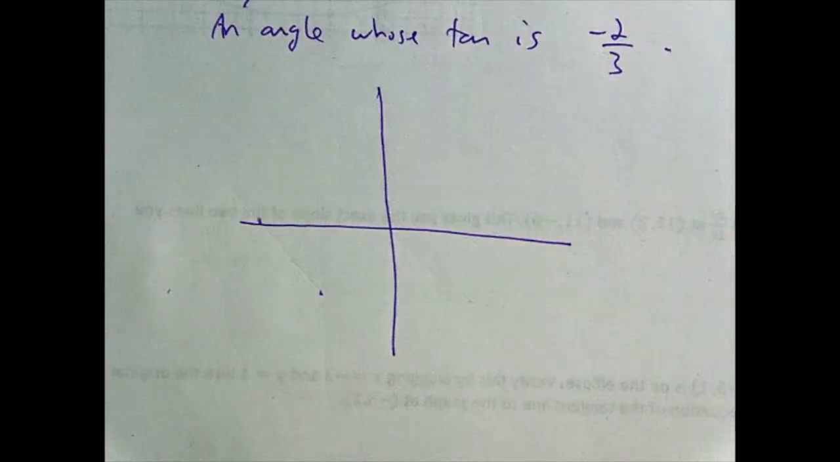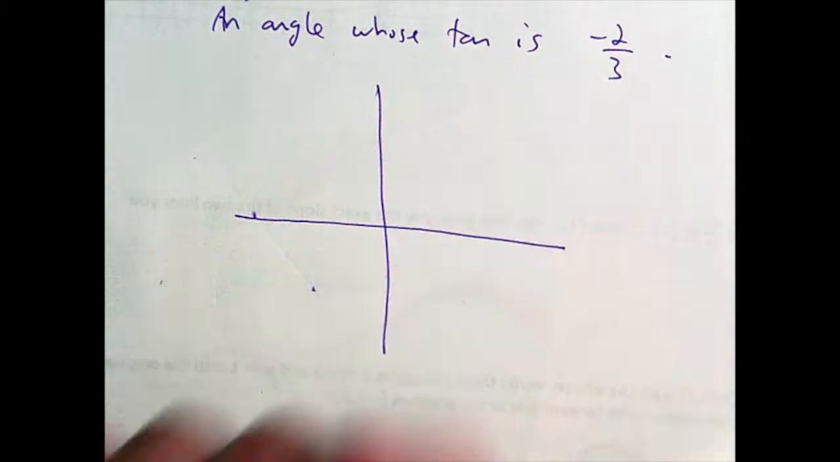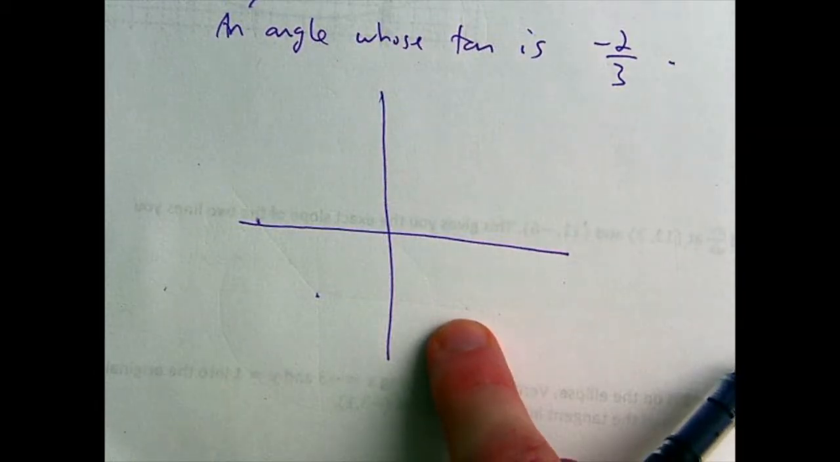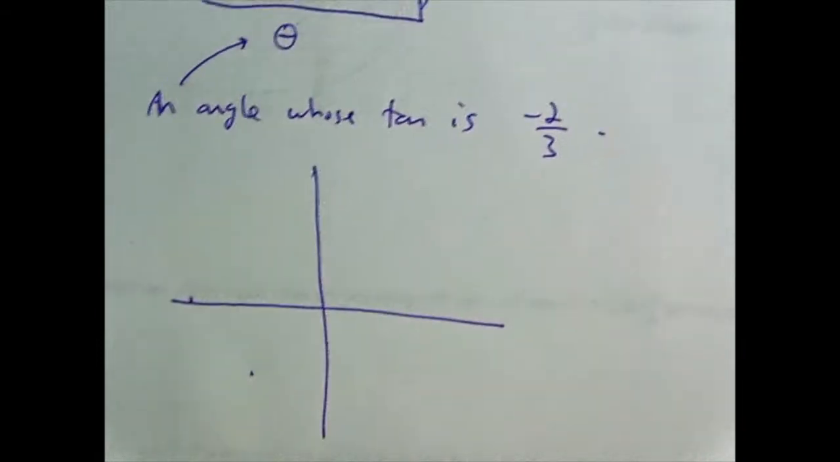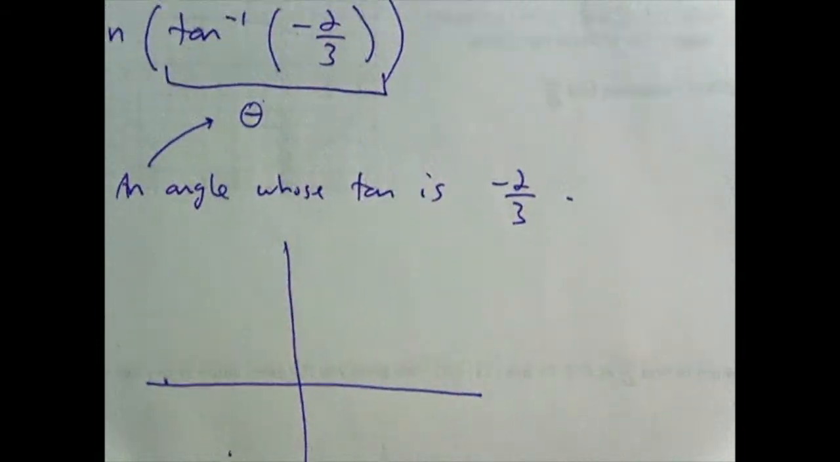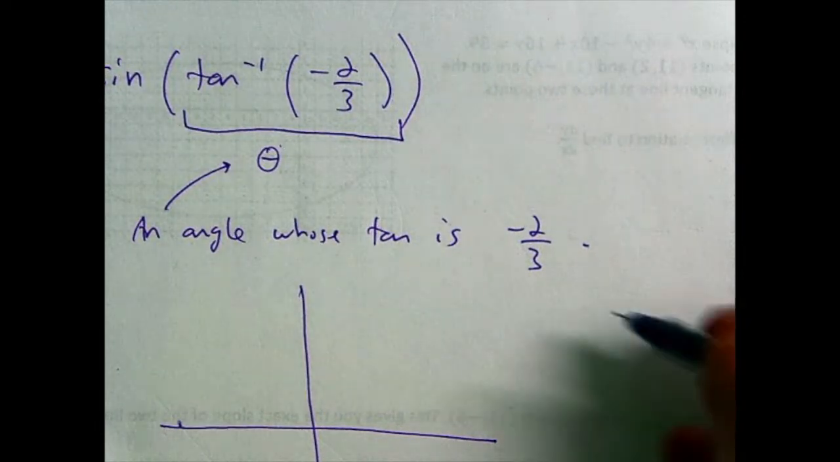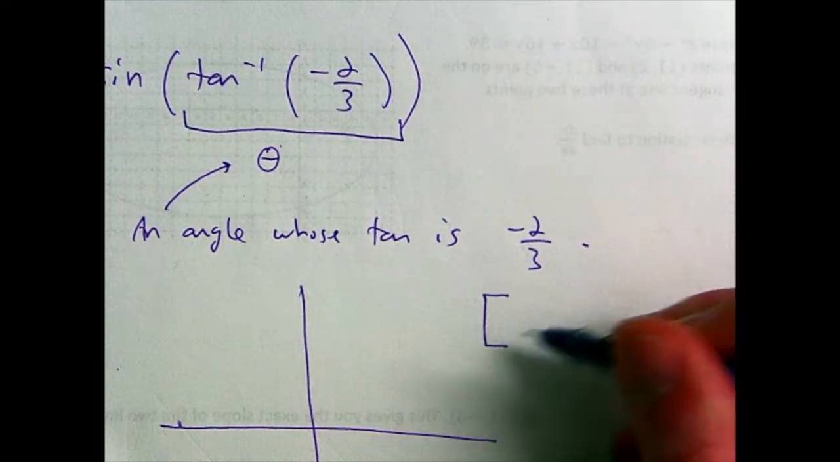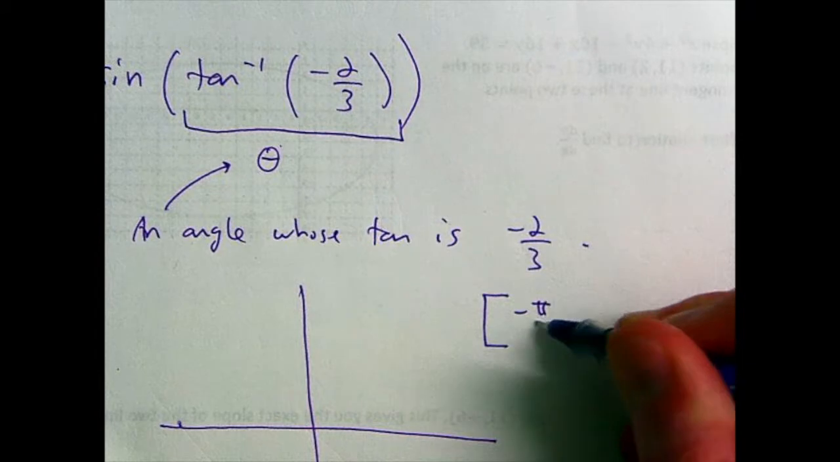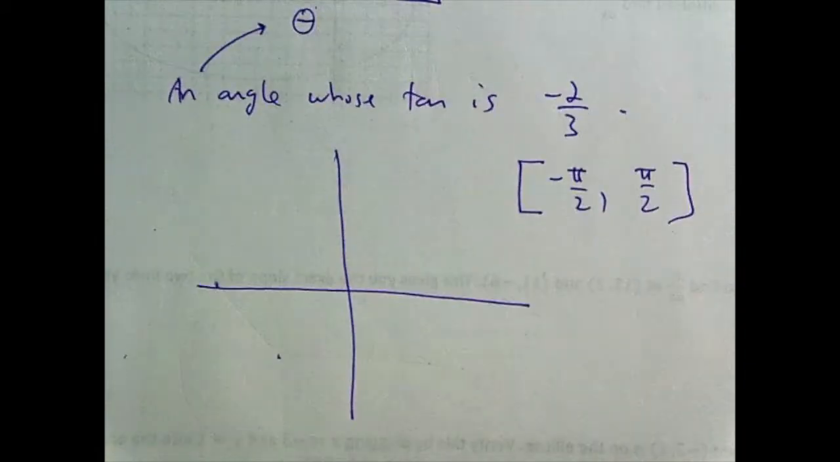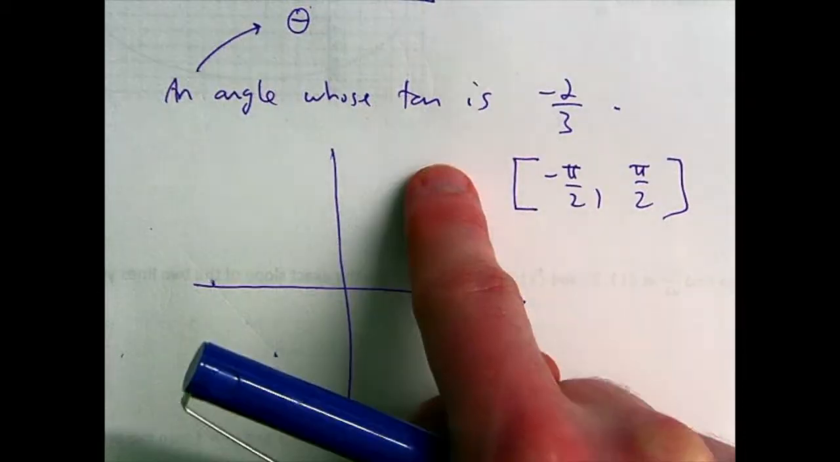Okay? So the fact that tangent is a negative value tells you that this angle is either here or it's here. That's where the tangent is negative. But that's not the only piece of information we have, because the inverse tangent function has a restricted range. Remember that the inverse tangent function can only produce angles in the interval -π/2 to π/2. That's this quadrant and this quadrant.